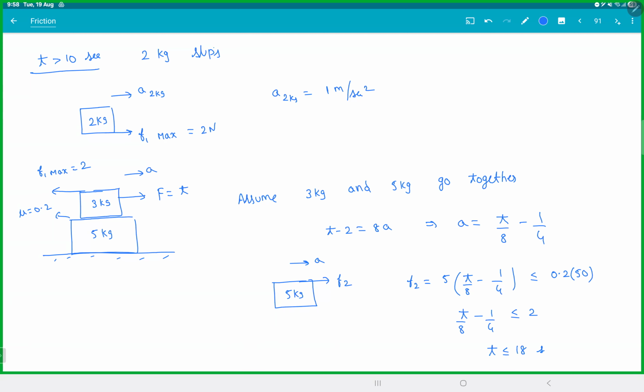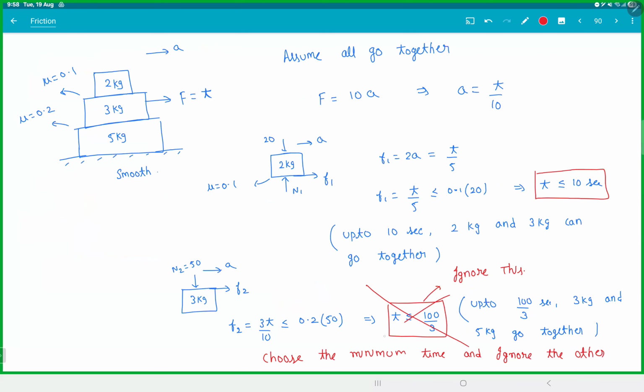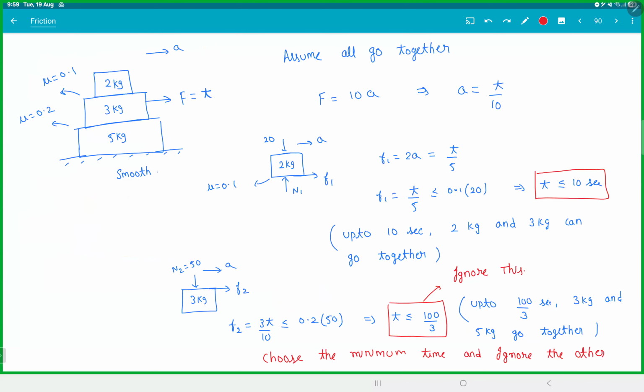There, did you see what happened? This is the reason this is wrong. This is 33.33, but actually the block started slipping at 18 seconds, because this 100 by 3 was derived under the assumption that the 2 and 3 kg were going together. The moment 2 and 3 started slipping, this F1 value has become constant. So now all the load is falling on F2 only.